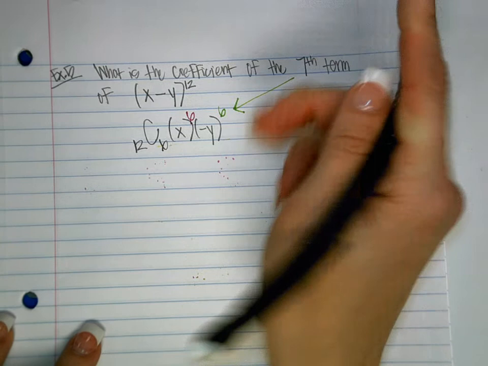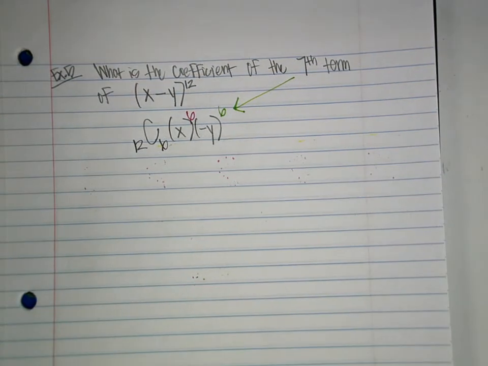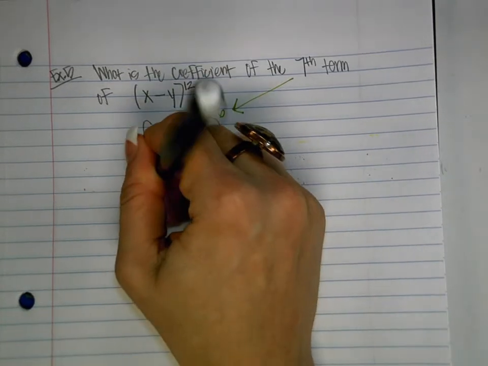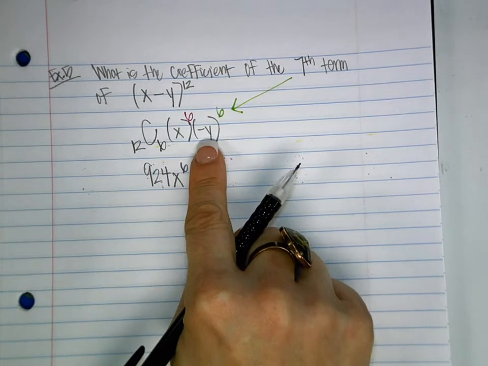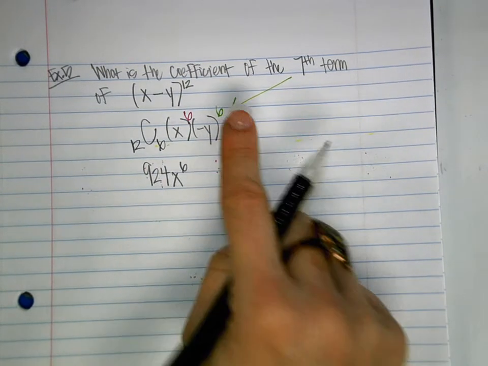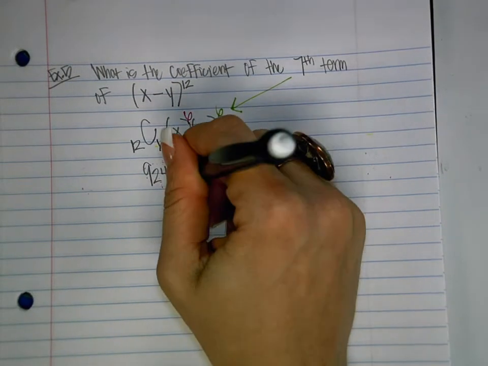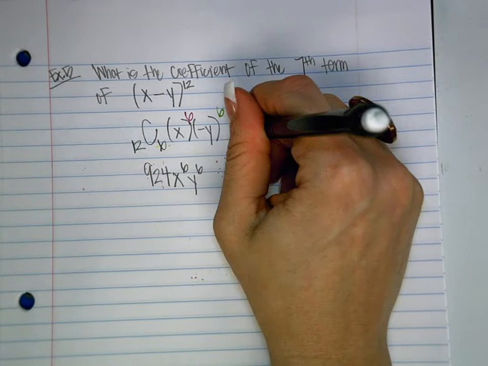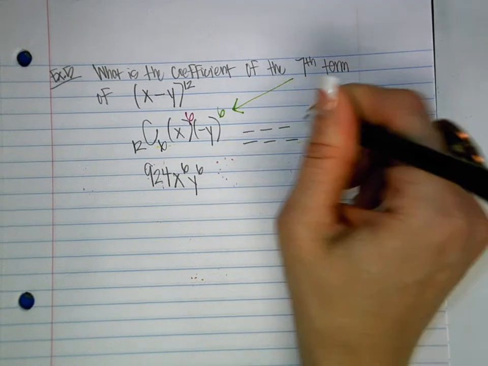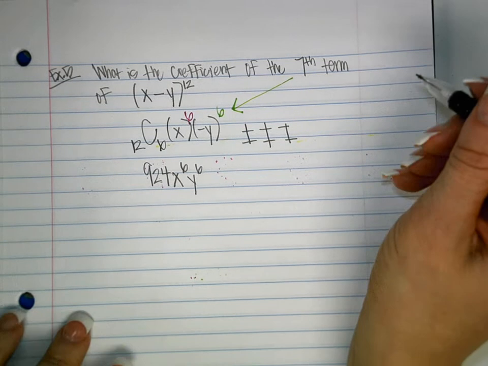So if you plug it into your calculator, find 12C6. 12C6 gives you 924. X to the 6th. What happens when you do negative y to the 6th power? Is that going to be positive or negative? Positive. Anything negative, if you write it out 6 times, 1, 2, 3, 4, 5, 6, these cancel each other out. So the question here only asks you for this though.